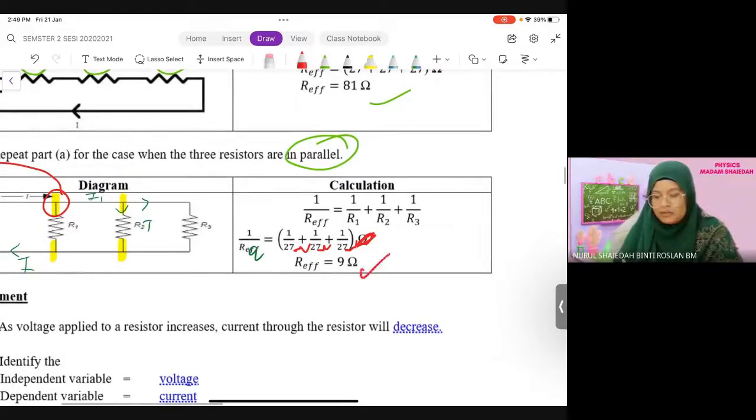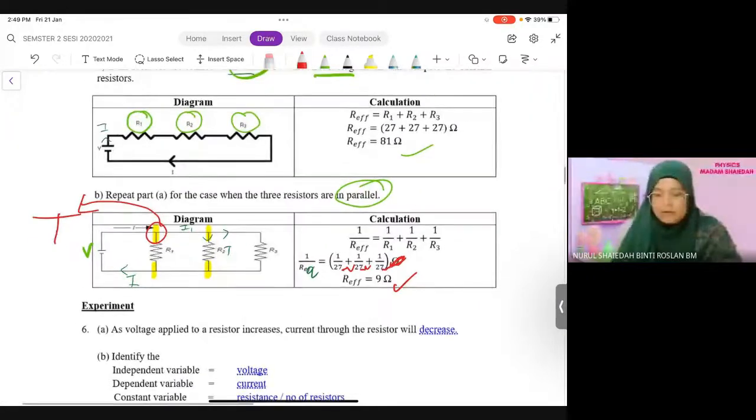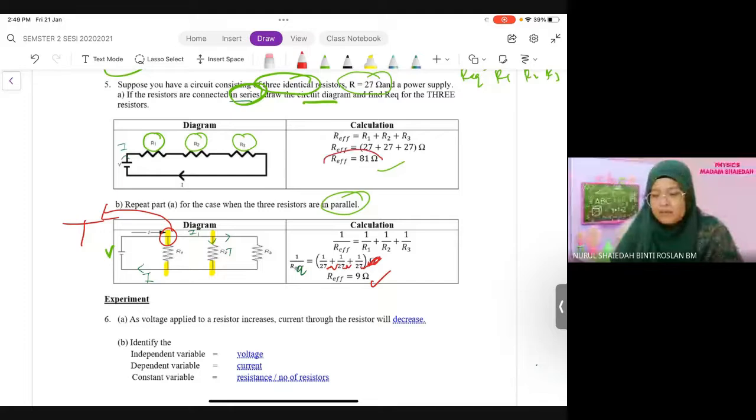So 9 ohms. So it is proven that if you use the same resistor, when you put it in series you will get a big number, so R will increase. But if you have the same resistor and you put it in parallel, you will get a lower resistance. So if, for example, you want to make a device and you want it to have more or less resistance, look at the arrangement of your resistors. If you want more, you have to put them in series. But if you want less resistance, it is good to have a device with less resistance, so you use parallel.